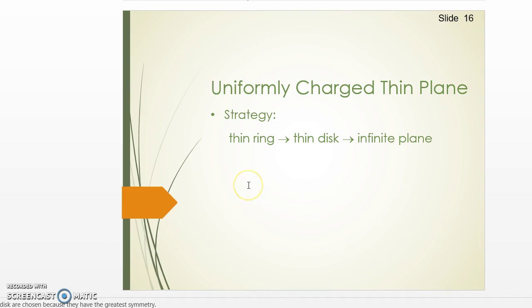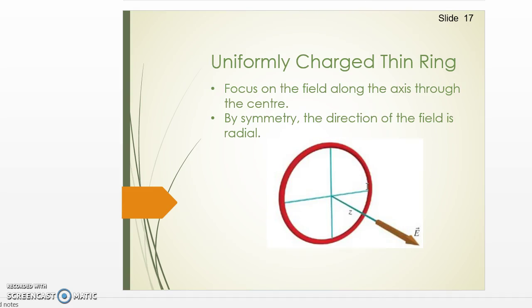Now here the Coulomb's law approach provides a clue. You don't analyze the thin plane straight off. You approach it via analysis of a thin ring, and then you construct a disk out of a series of concentric thin rings, and then you move to the infinite plane. So let's see how that works.